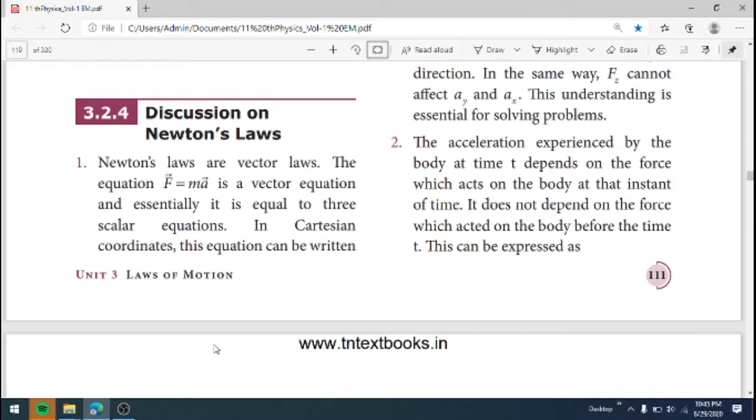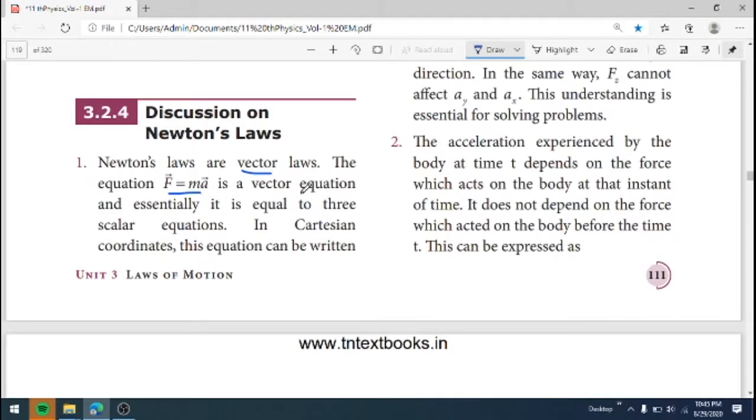Newton's laws are vector laws. Why do we say they are vector laws? Because they involve vector quantities such as force, velocity and acceleration. And the equation F vector is equal to ma vector is a vector equation. Do you remember this equation? Yes, this is according to Newton's second law of motion. F vector is equal to ma vector.